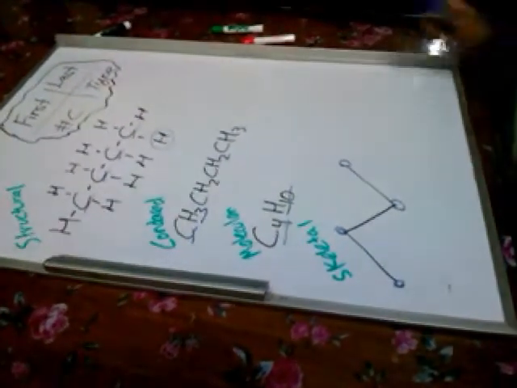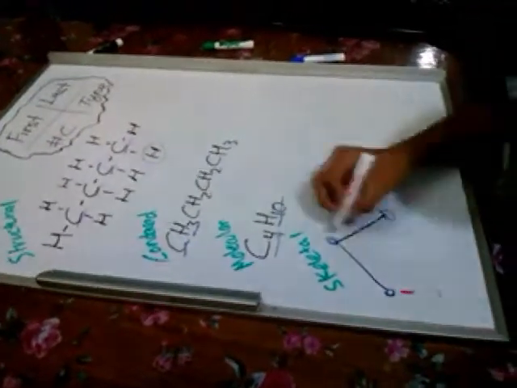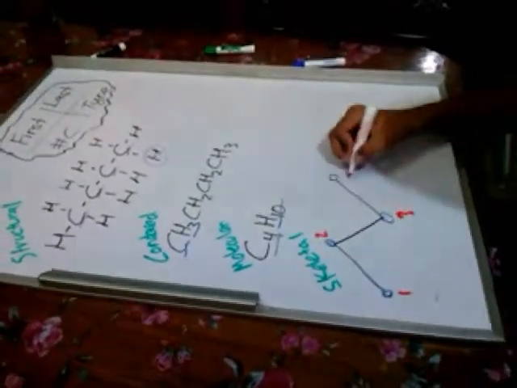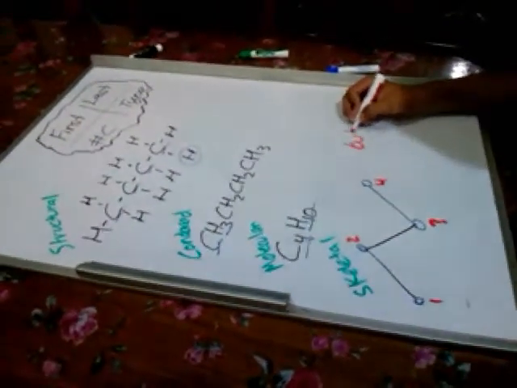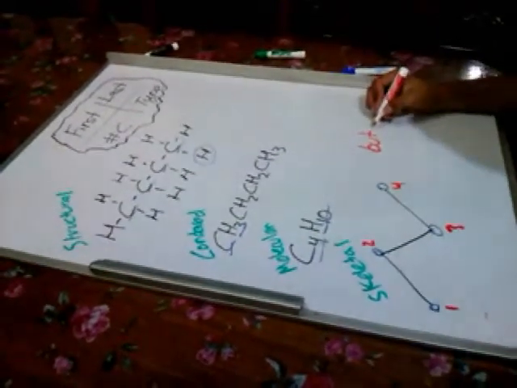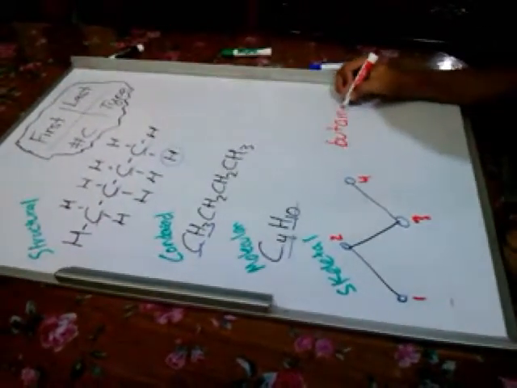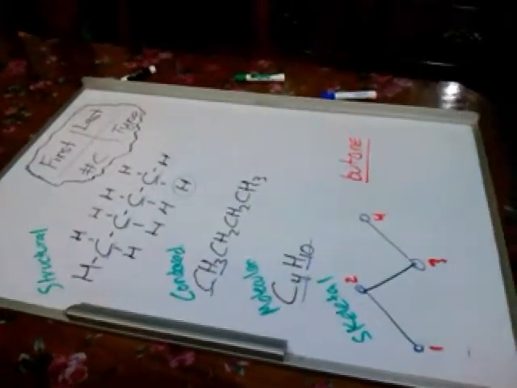With an example of how to name it, in this case we count 1, 2, 3, and 4. So "but" is the number of carbons, and it's a single bond, so it's "ane". So the name of this compound is butane.